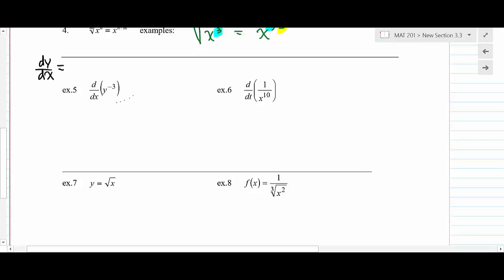Okay, so we apply the power rule. So again, you bring the negative 3 down, and then you subtract 1 from the exponent. And as you learn this, be careful with subtracting 1 from the exponent. So that's negative 3 y to the negative 4. Okay? The exponent always goes down 1. So down 1 from negative 3 is negative 4.